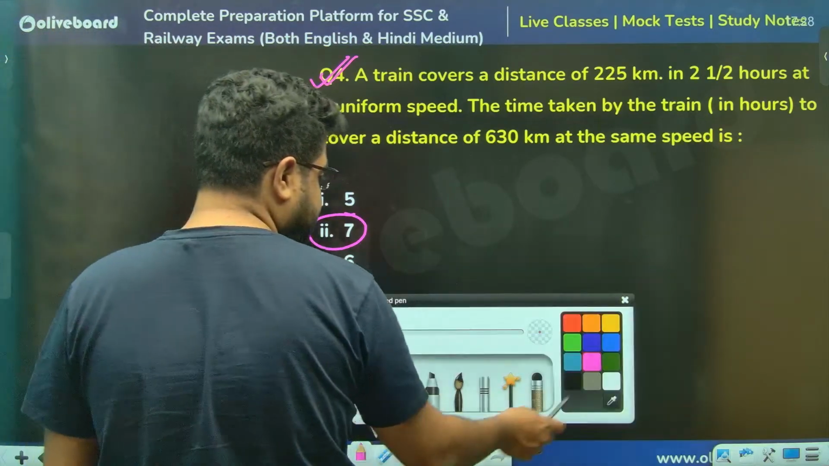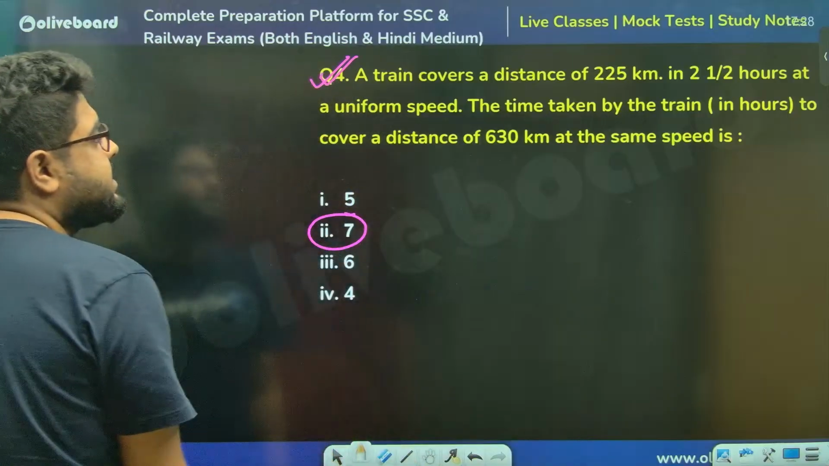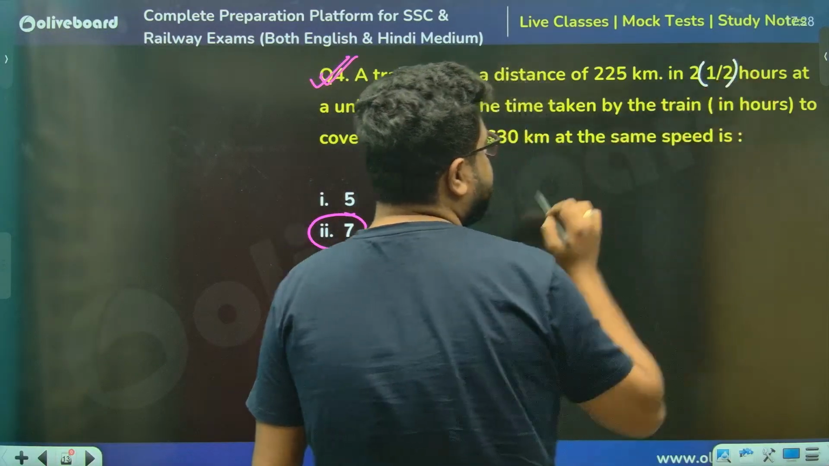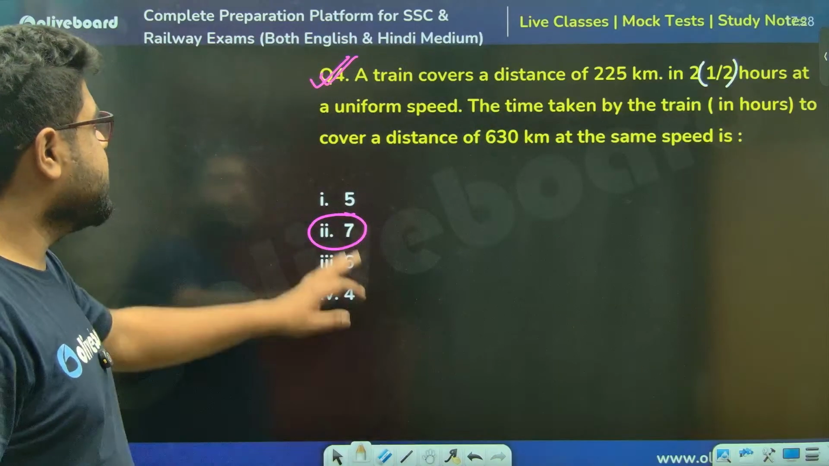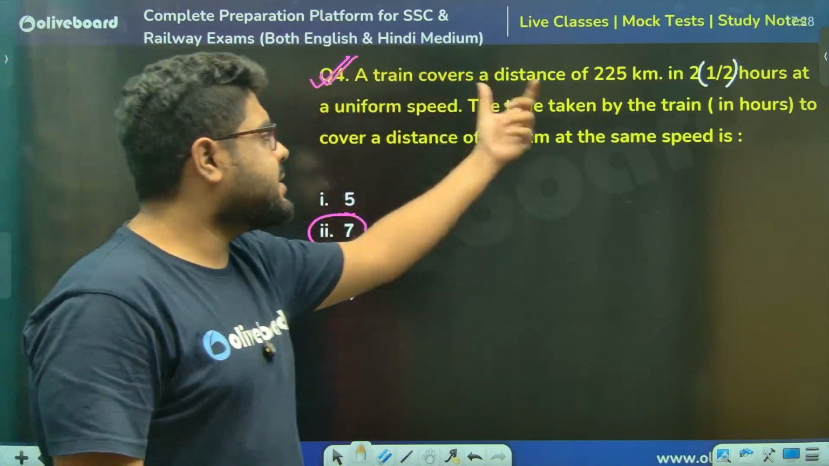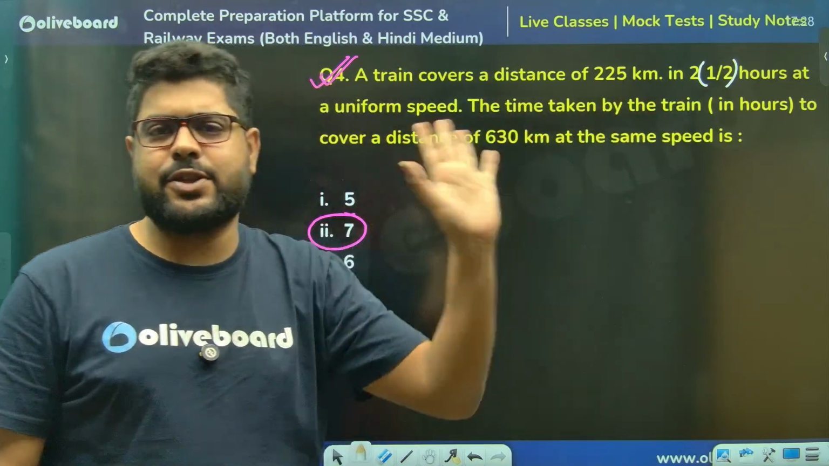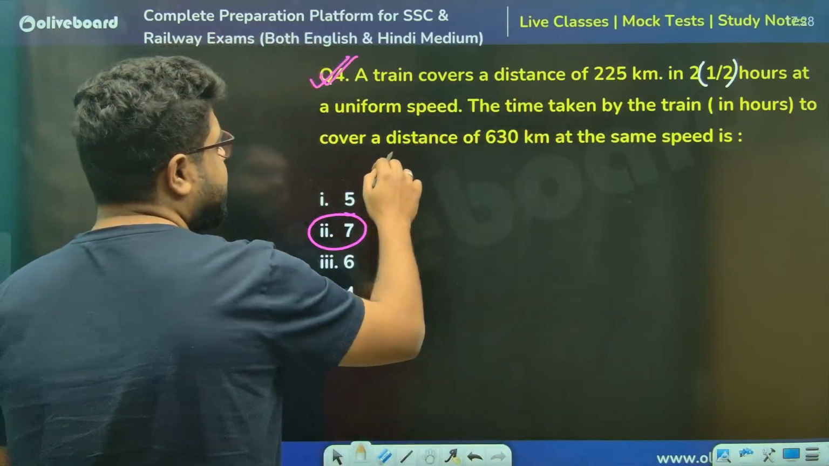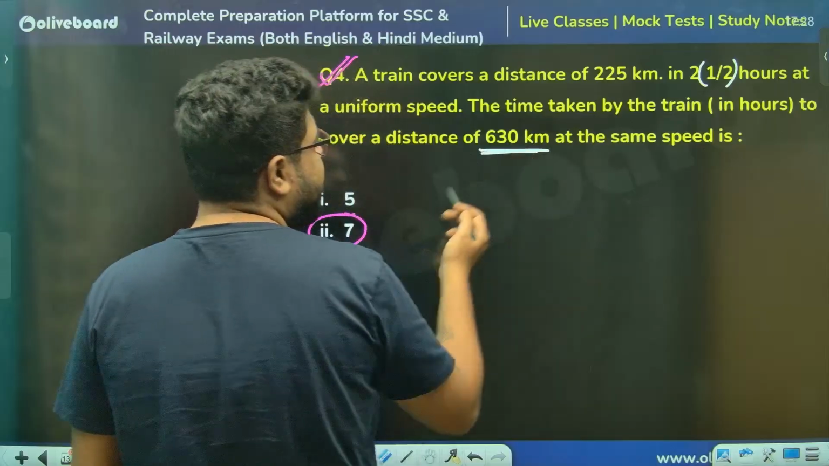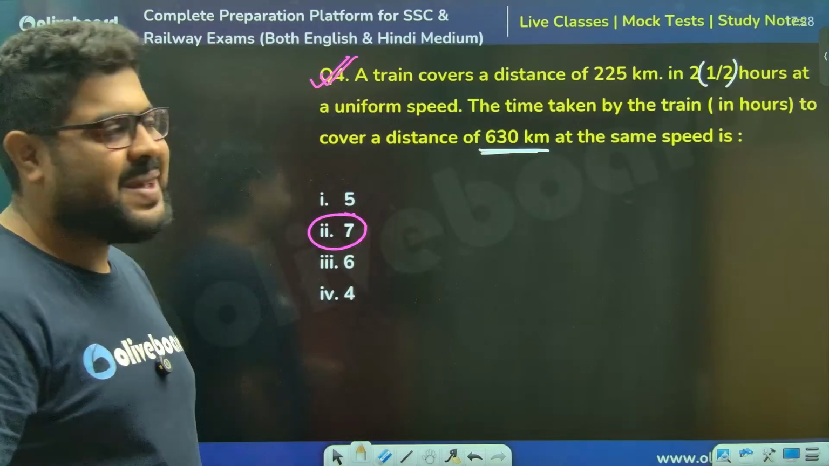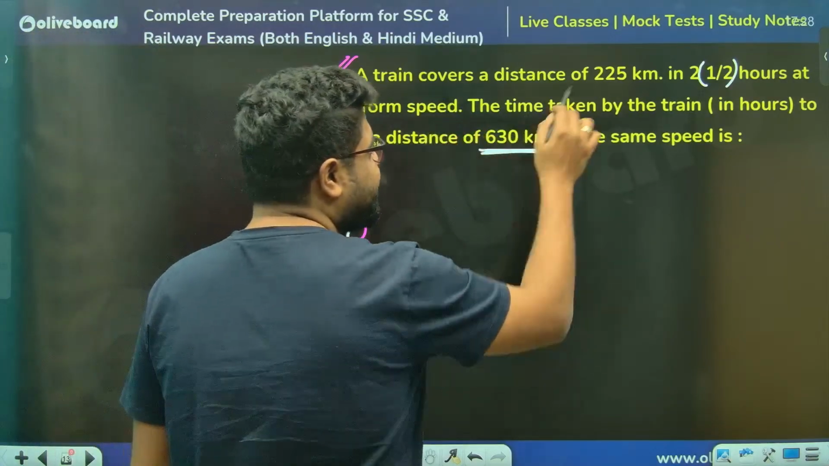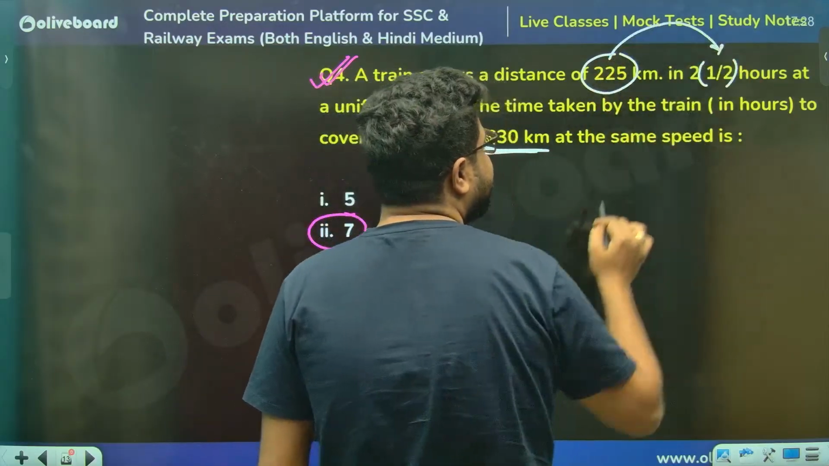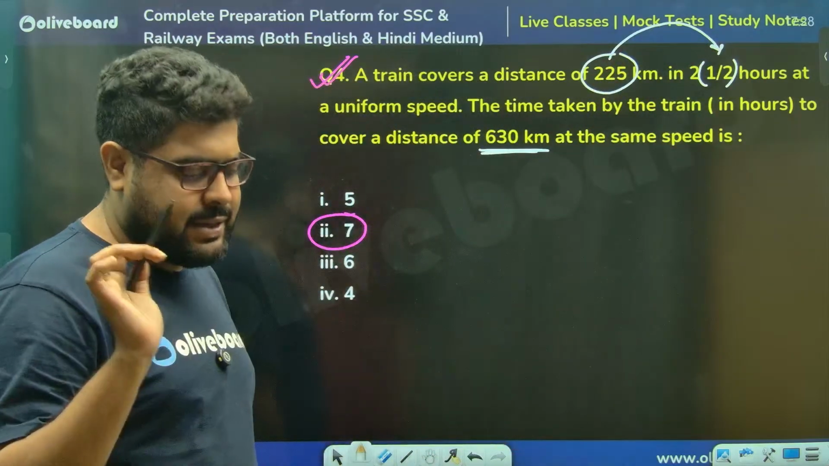A train covers a distance of this much in these many hours: 2 whole 1 by 2, take 5 by 2 hours, in uniform speed. So distance is given, time is given, means speed is also given. वो divide करने से मिल जाए. Time taken by the train to cover this much. ये तो एक लाइन का क्वेश्चन है सर. Sir, understand, sir. 225 it goes in this much time. It's a simple unitary method question.